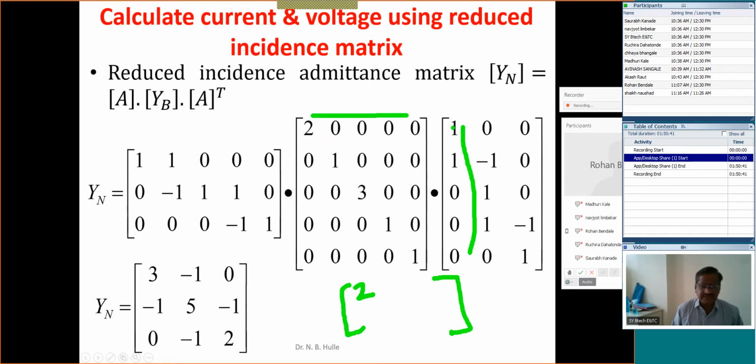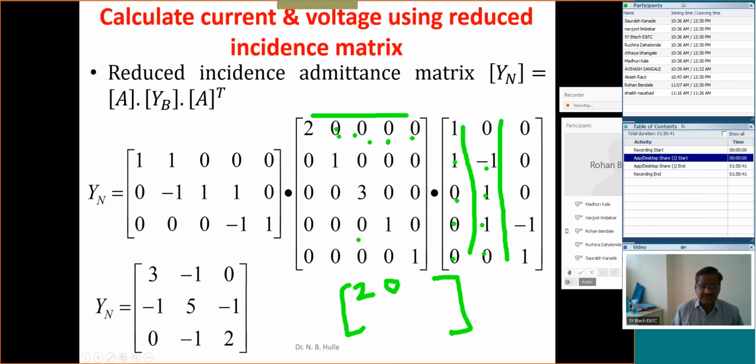This is 2 into this 1, 0 into this 1, this 0 into this 0, this 0 into this 0, this 0 into this 0, and addition of all these elements, and its addition is the 2. Then this first row and second column. How is the multiplication? Look at here. This 2 into 0 is 0, this 0 into 0 is 0. This 0 into minus 1 is 0, this 0 into this 1 is 0, this 0 into this 1 is 0, and finally this 0 into this 0 is 0.